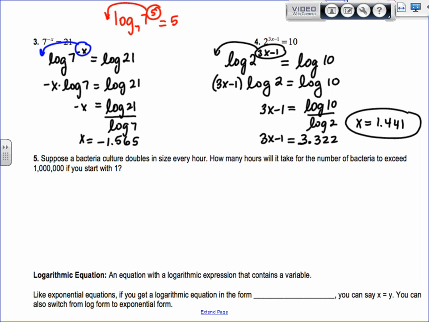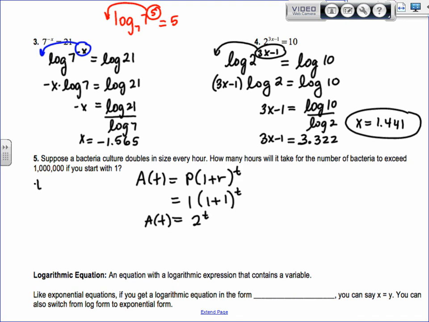Okay, so we had one on your homework, like in 10.1 or 10.2, that looks kind of like this. It says, suppose a bacteria culture doubles in size every hour. How many hours will it take for the number of bacteria to exceed 1 million if you start with 1? So we're still thinking of it like this. We started with 1 bacterium, and our rate of growth ends up being 100%. Do you remember that from the homework? A lot of you guys asked me questions about that. Because we want it to be just 2 to the t.